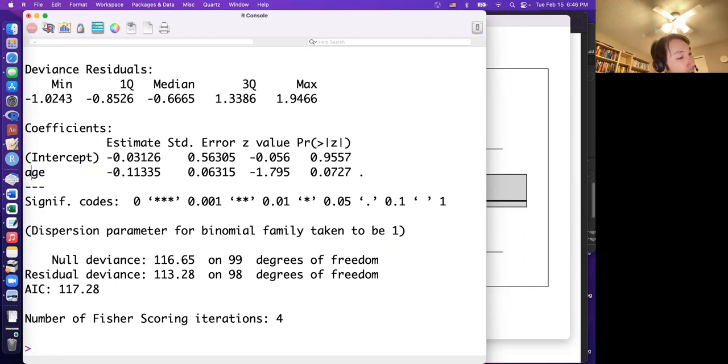For E, F, G, I will upload the solutions, so you will see. And I will make another exercise into the homework, so you can do LDA, QDA, and KNN for that homework.